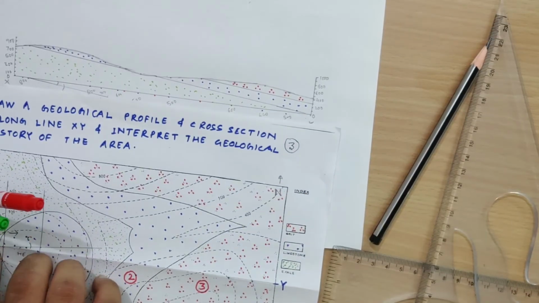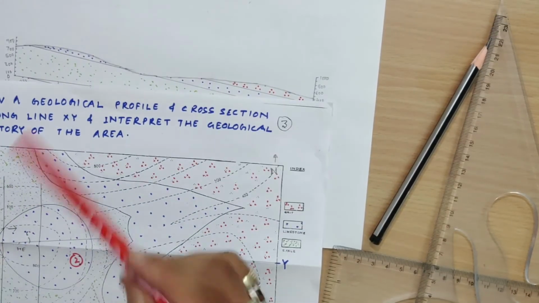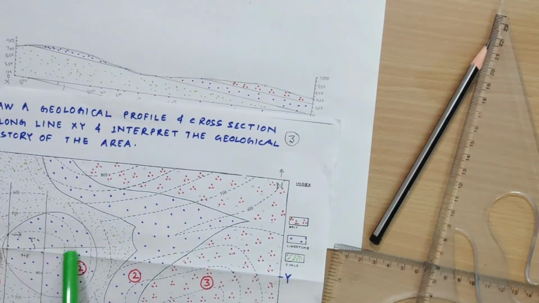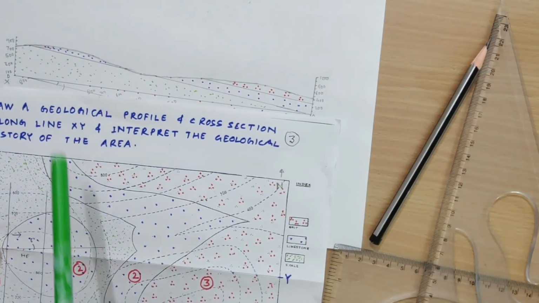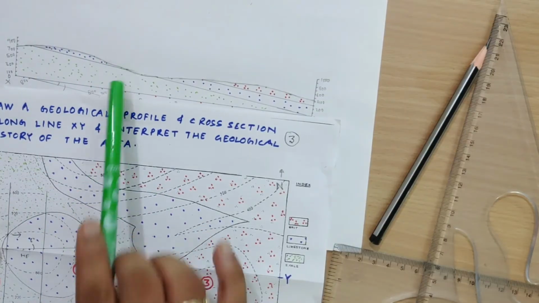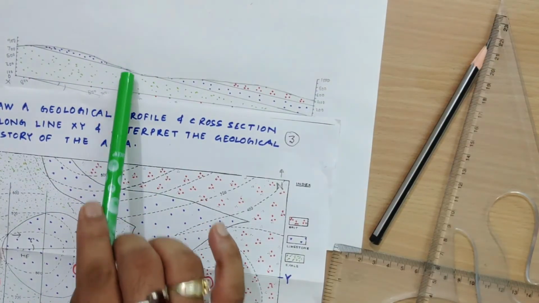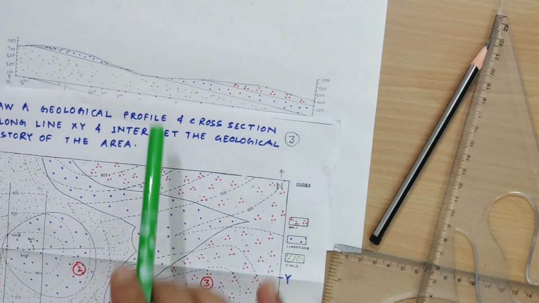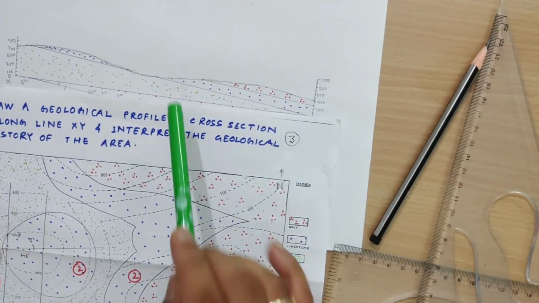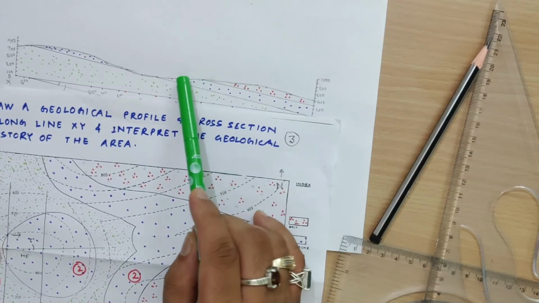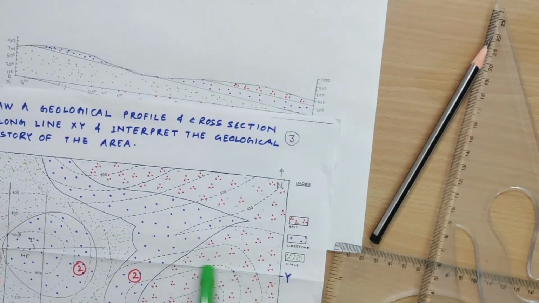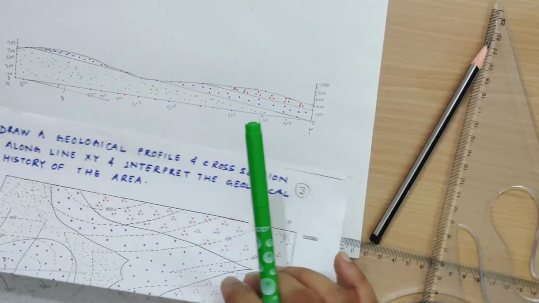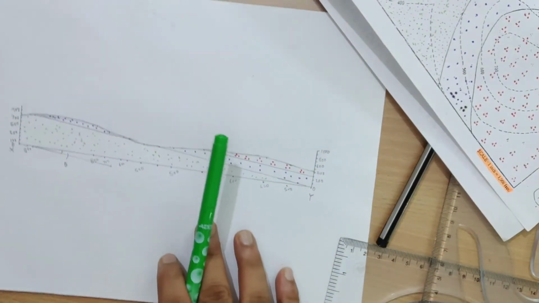So if we start walking from X, we first get bed number 1. We are getting bed number 1 up to here, and then we are getting bed number 2 from this point to this point. Then we are again getting bed number 1 because of erosion of bed number 2. Then we are again getting bed number 2, from here to here. And then we are getting bed number 3 up to Y.